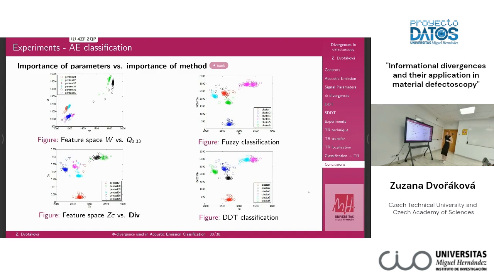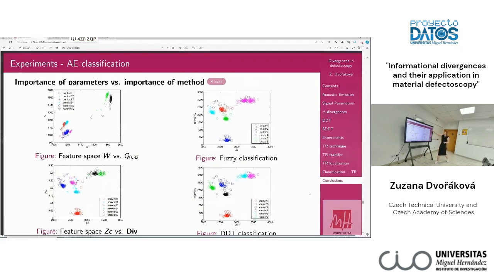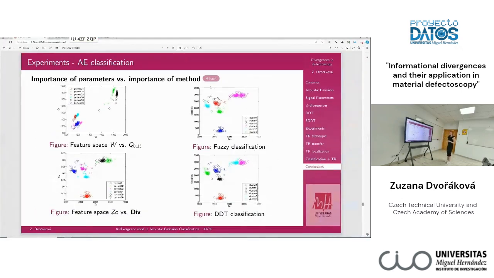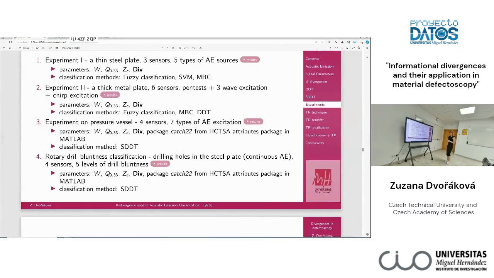But if we use our divergence decision tree on this data set, we can see that this method is able to distinguish these two clusters. So phi divergence works better as a parameter here, and phi divergence works better in the classification method here. So maybe now you can go back. Thank you.